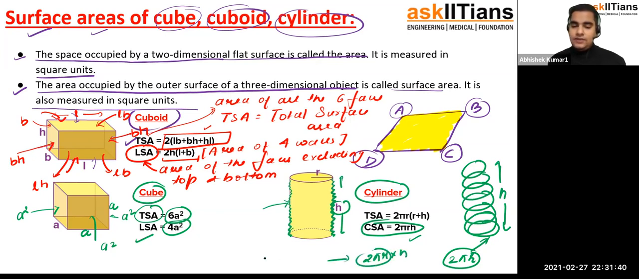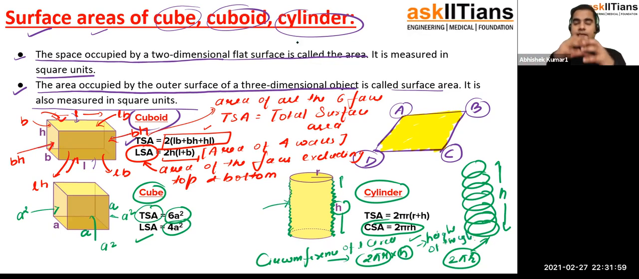This will be the circumference of one circle. And what is that h? That h denotes the height of the cylinder, or basically the number of circles that are coming together to form the cylinder. And that is the reason we get 2 pi RH. Is that clear?